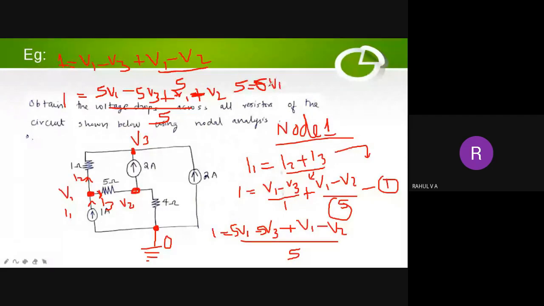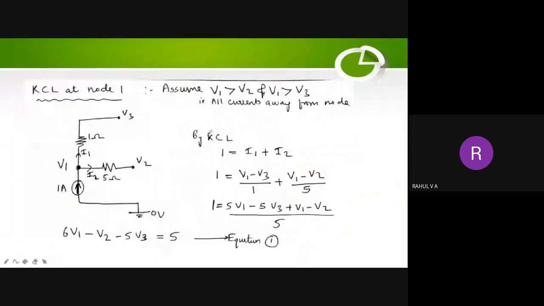Okay, so I will show you that 1 is equal to I1 plus I2. So I1 is nothing but V1 minus V3 divided by 1. I2 is V1 minus V2 divided by 5. Then I am cross multiplying this one. So 5V1 minus 5V3 plus V1 minus V2 divided by 5. So further I can simplify. In this equation, 1 V1 term is there, 5 V1 term plus 1 V1, so that is total 6 V1. And minus V2 is there. So 6 V1 minus V2 minus 5 V3 equal to 5. So that is your first equation.